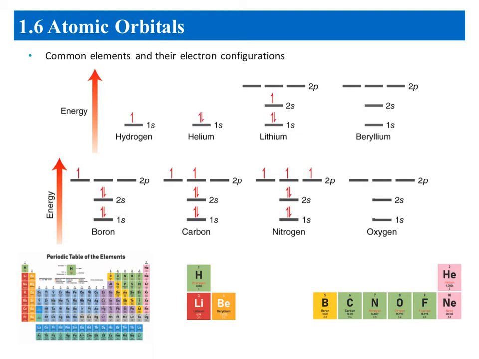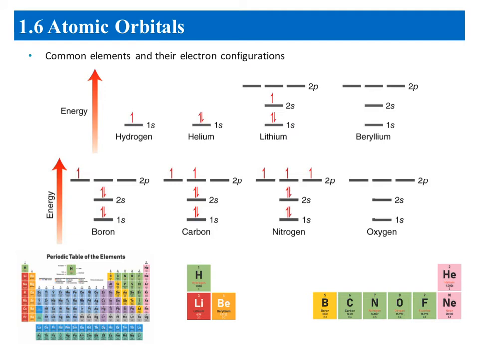If we put these information together, we can draw the same thing for common elements in row 1 and 2, the elements that we care about the most in this course. So if you look at the energy diagram for hydrogen, helium, lithium, beryllium, boron, carbon, nitrogen, and oxygen. And here is the part of the periodic table that I maximized for you so you can easily see the atomic number. The atomic number in this periodic table is written on top of each element symbol.